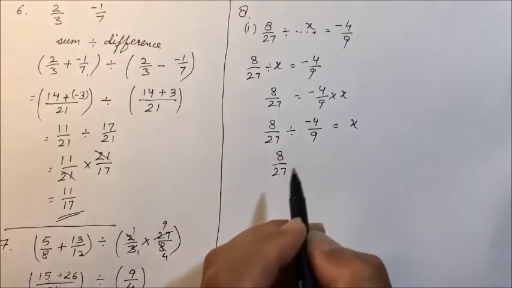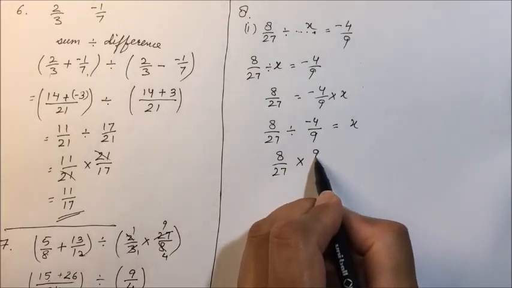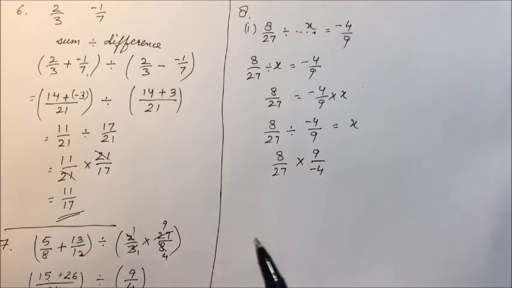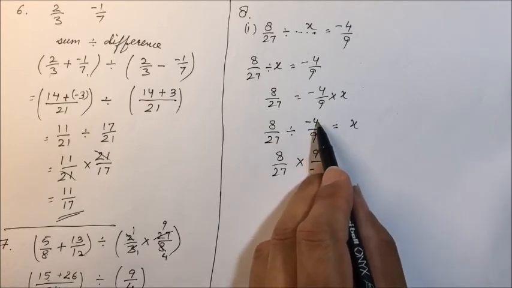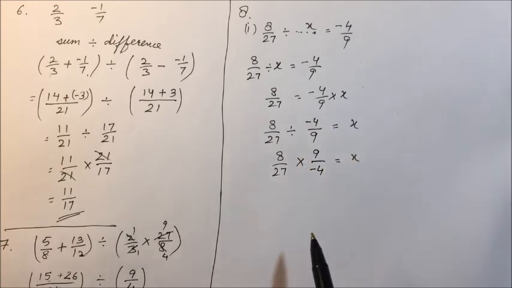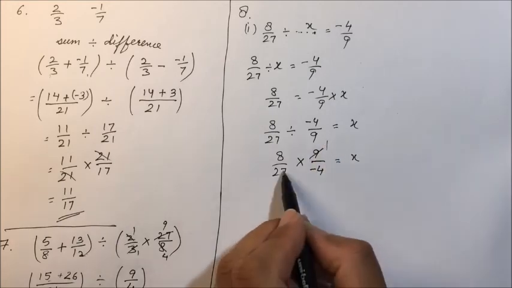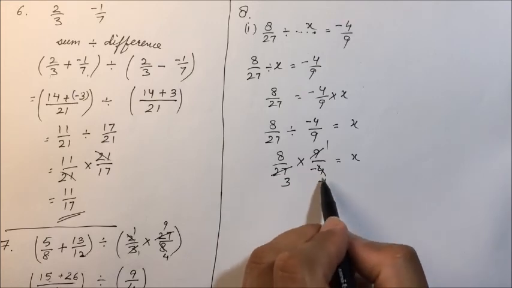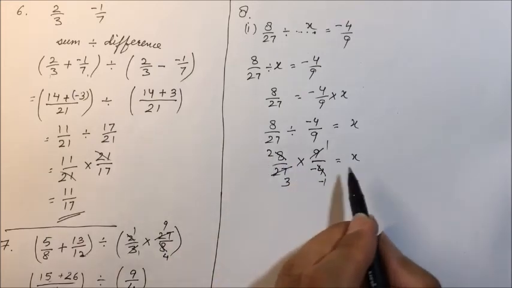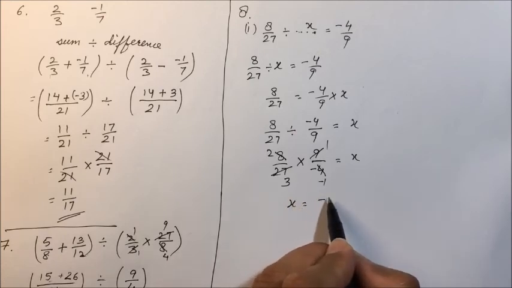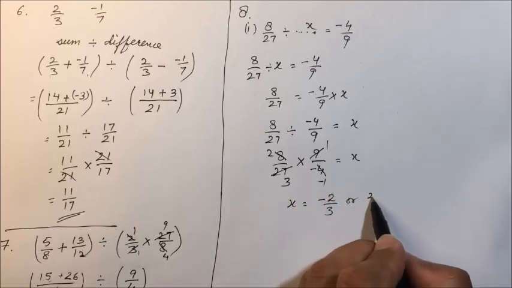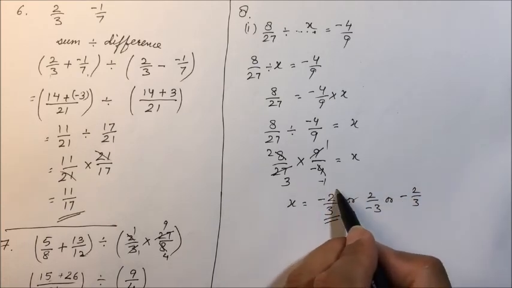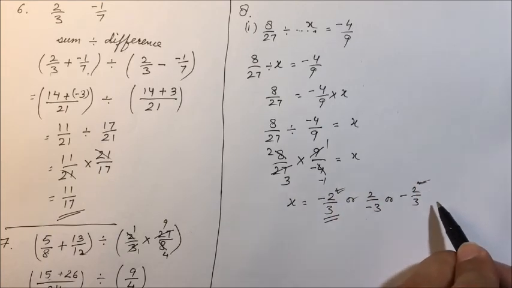8 upon 27 into 9 upon minus 4. You can write as well minus 9 upon 4, anyway you can write. So numerator becomes denominator, denominator becomes numerator. This is equal to x. Now 9 1s are 9, 9 3s are 27, 4 2s are 8, so the answer we are getting is x equals minus 2 upon 3, or you can write 2 upon minus 3 or minus 2 upon 3. Either of these two are mainly preferred in writing.